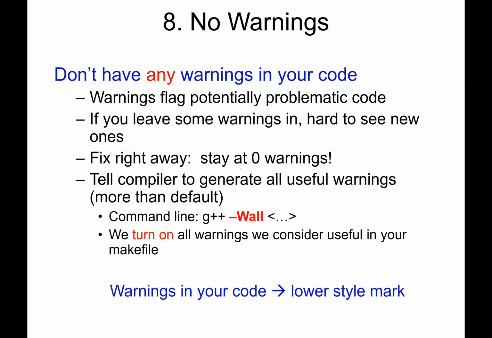So you should not have warnings in your code. And we will take style marks off if you have warnings in your code. The submission infrastructure actually counts the warnings in your code and summarizes it for your TA. Your TA actually looks at your code, but they even get handy summaries from the submission system.